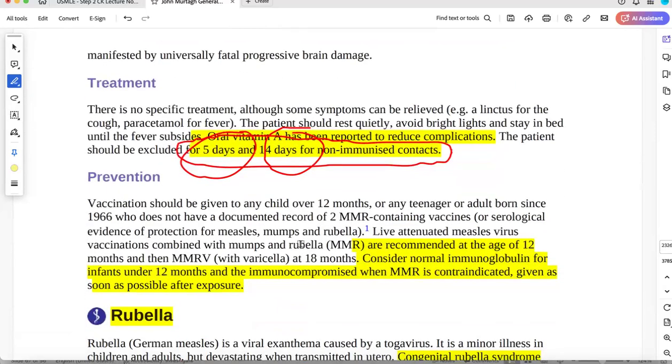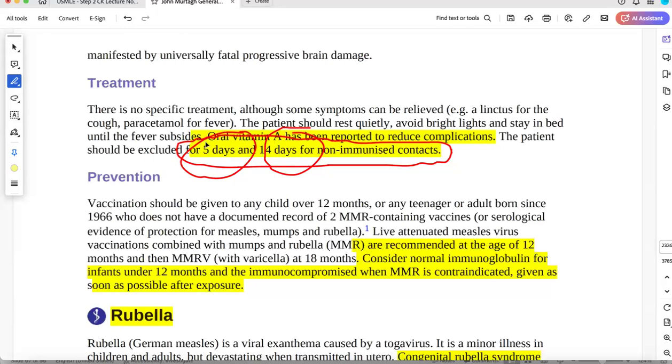Treatment. There is no specific treatment because this is a viral infection. So for viral infection, again, symptomatic treatment. Sometimes we give vitamin A that can reduce the complications, but the treatment will be just symptomatic, just like any virus. And the school exclusion for measles is 5 days.